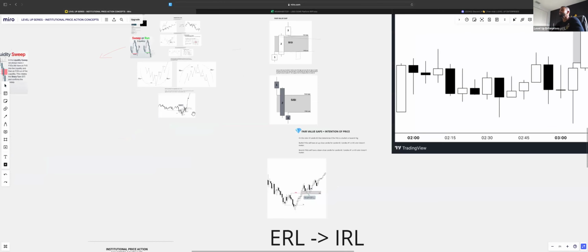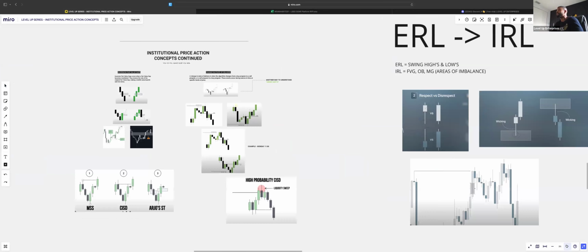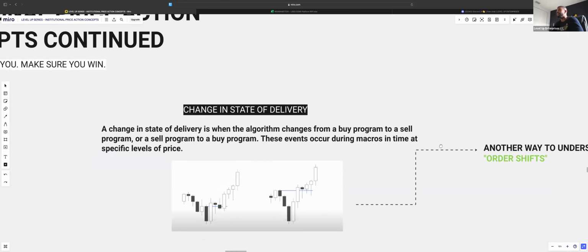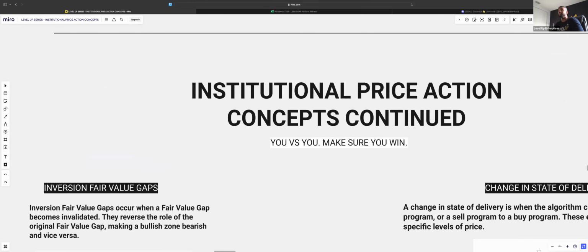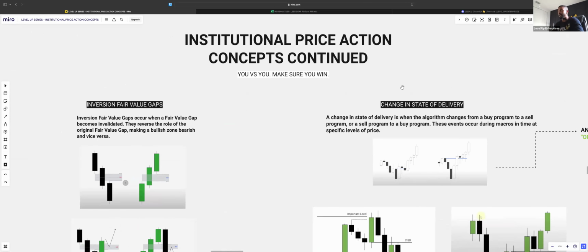So here we go. For today, we are going to focus on this quadrant of the Miro dashboard that we created. The first thing I really want you guys to understand is that everything here is institutional price action. I also want you to understand that it's you versus you. I really want to make sure that you win your battle against yourself, because that's the only way you'll be able to get this stuff together.